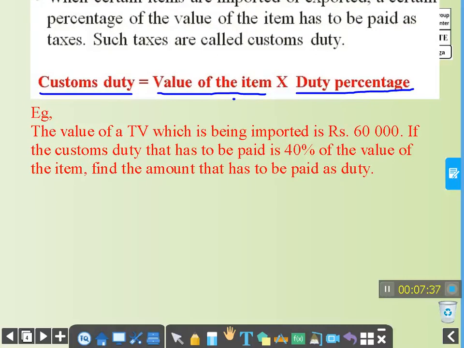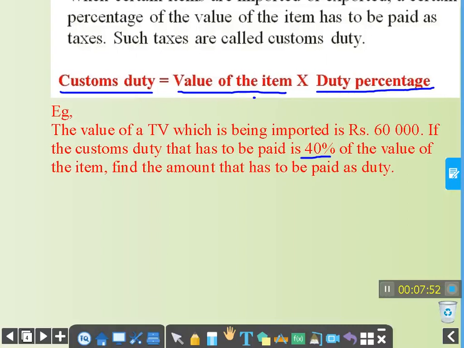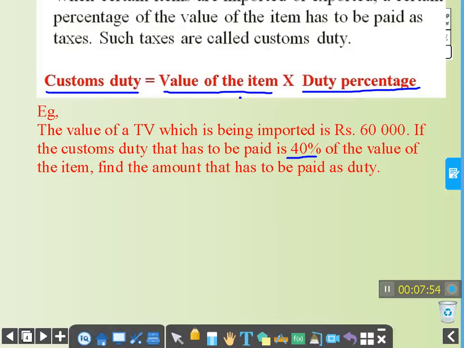The value of the TV which is being imported is 60,000. So the imported value is 60,000. The customs duty that has to be paid is 40% of the value as tax. Question: find the amount that has to be paid as duty. How much do you have to pay as duty? 40% of the value of the item.